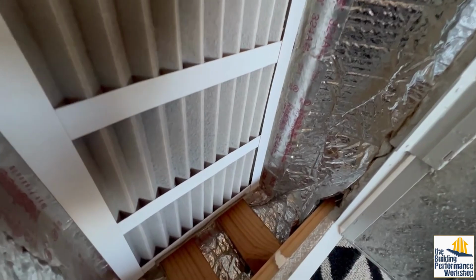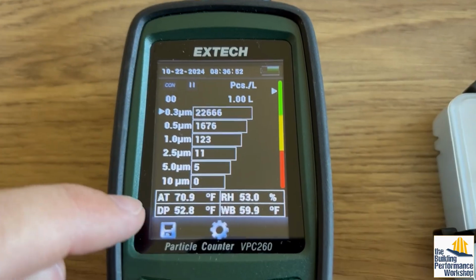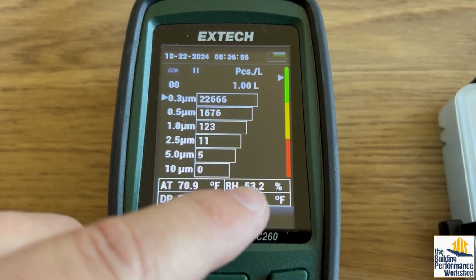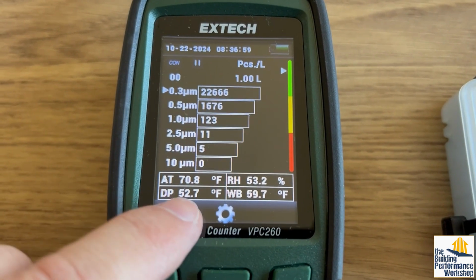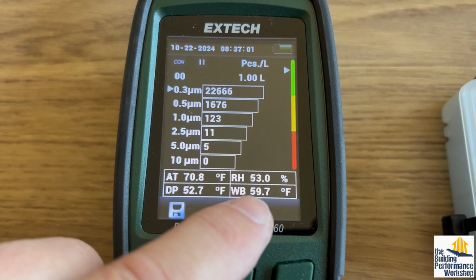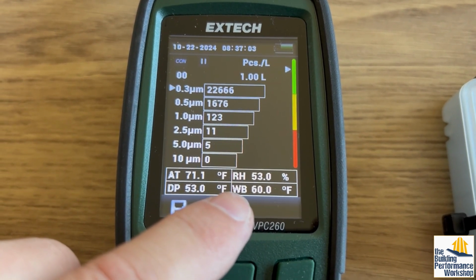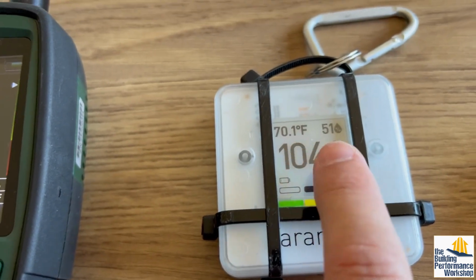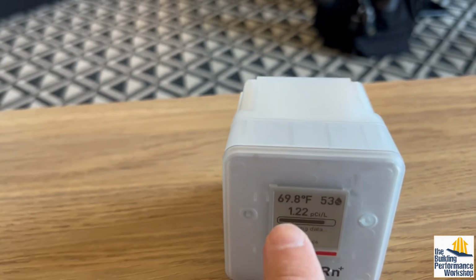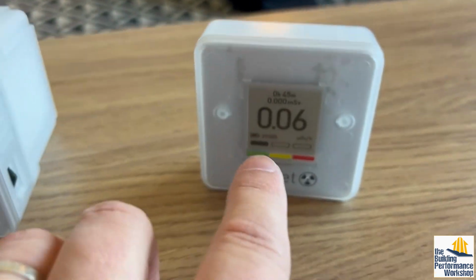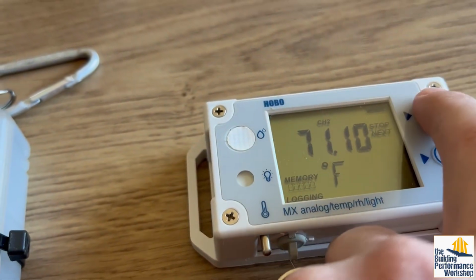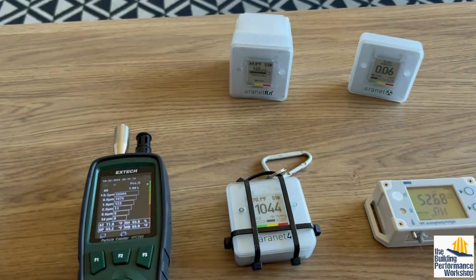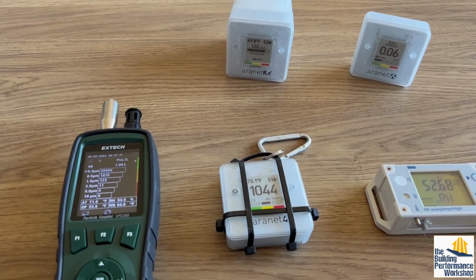But what I think is also interesting, aside from the fact that we're in the green, which is good, is that we've got 70.9 degrees Fahrenheit, and we have 53%. By the way, it's telling you also what the dew point and the wet bulb temperature is, and those are all interesting numbers. So you got 71 at 53. If we come over here, we can see 70 at 51. We can see 70 at 53. We can see 71 at 53. So all of our devices are agreeing about the temperature and the relative humidity, and that is a good thing.